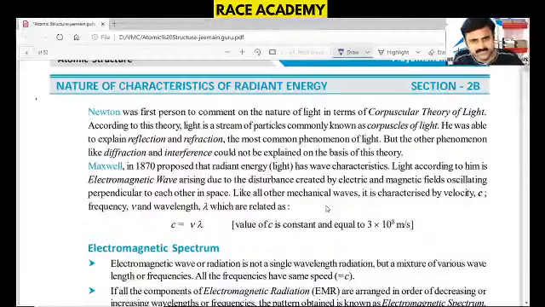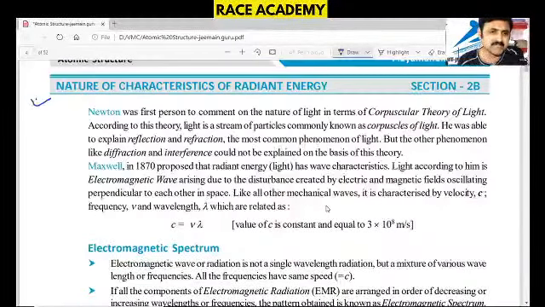Before the study of Niels Bohr's theory, we have to know some fundamentals, basics. In this session, the nature and characteristics of radiant energy, because we have to go back to some physical concepts. That means the characteristics of energy, electromagnetic radiation.